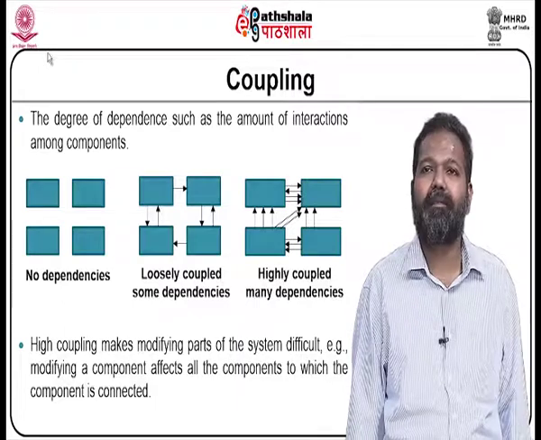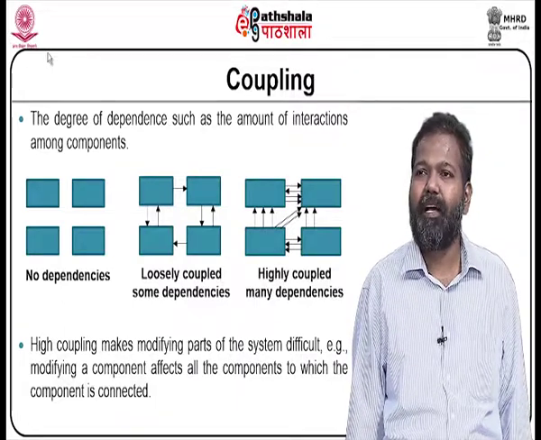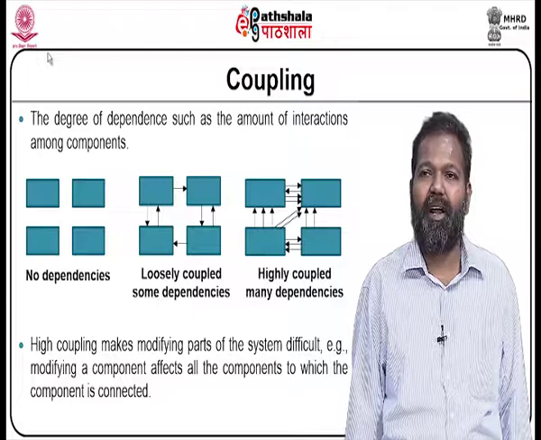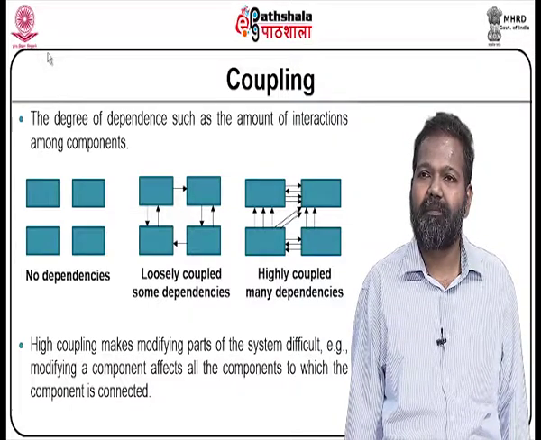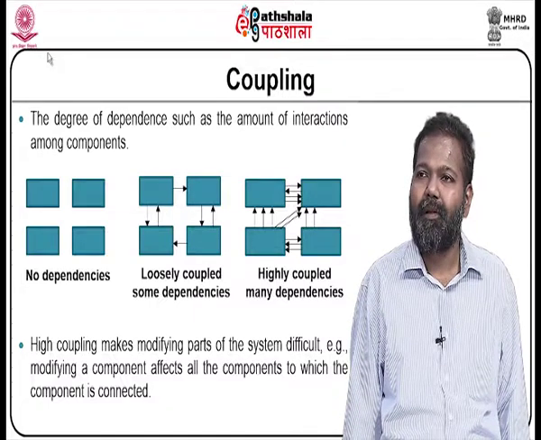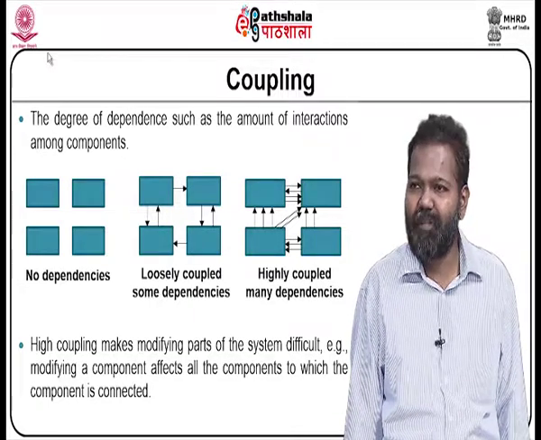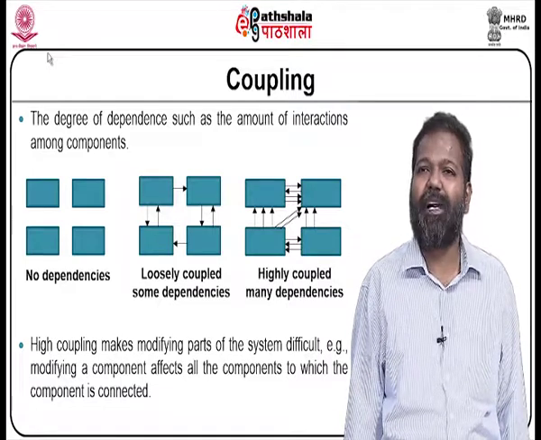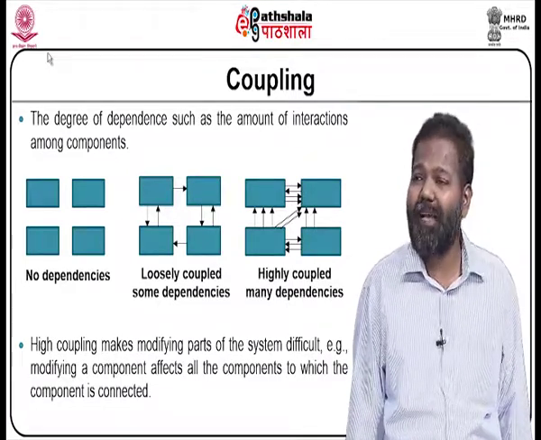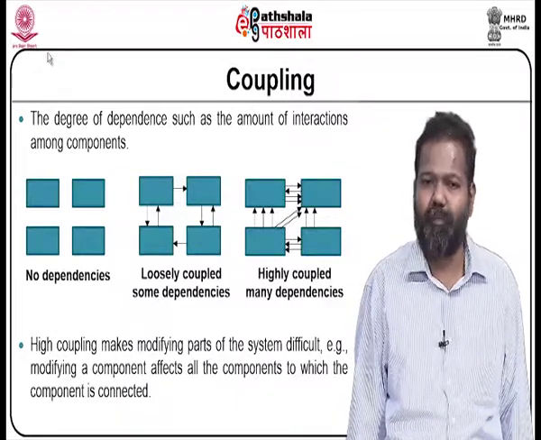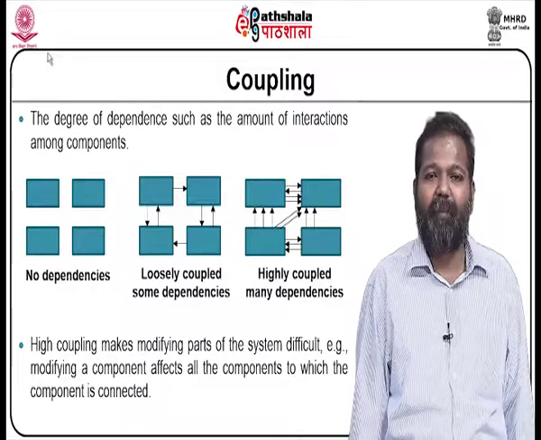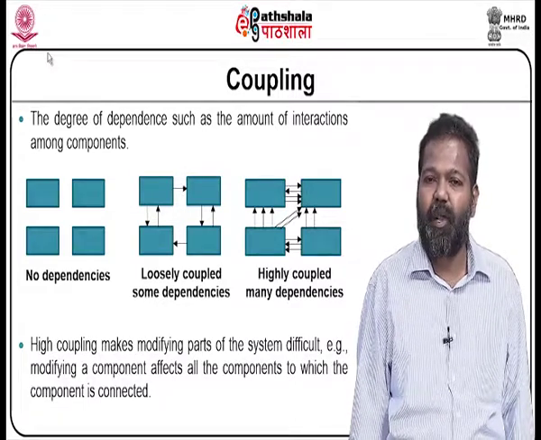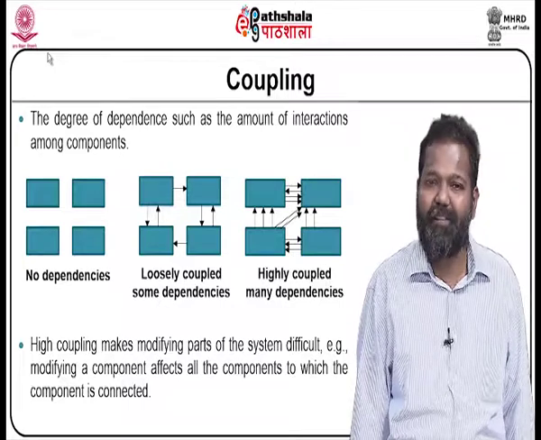When modules are coupled, the major drawback is ripple effects, which means when a module is modified, the other related modules may have an adverse effect, which means when a module is modified, there may be a necessity to modify the related modules also. High coupling makes modifying parts of the system difficult. Example, modifying a component affects all the components to which the component is connected.